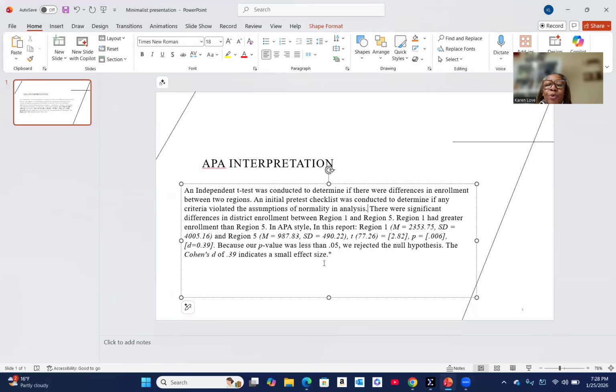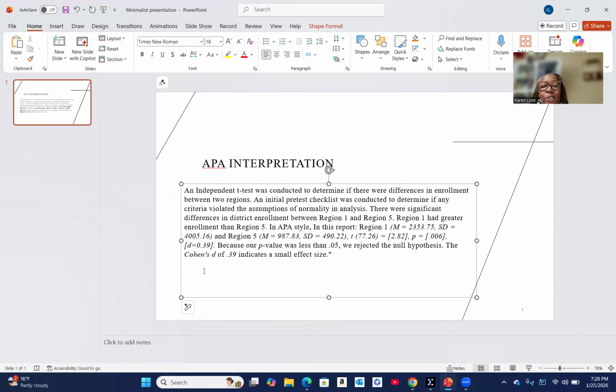Now I want to share with you my APA interpretation. An independent t-test was conducted to determine if there were differences in enrollment between two regions. An initial pre-test checklist was conducted to determine if any criteria violated the assumptions of normality in analysis. There were significant differences in district enrollment between Region 1 and Region 5. Region 1 had greater enrollment than Region 5.